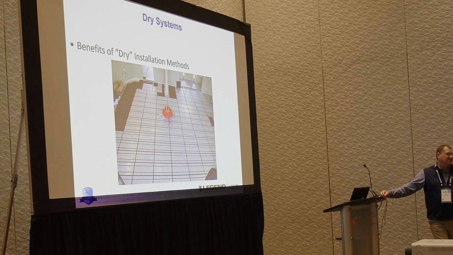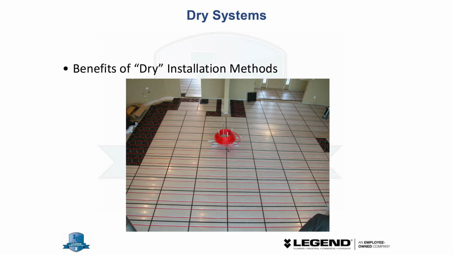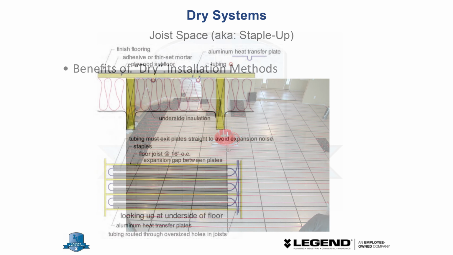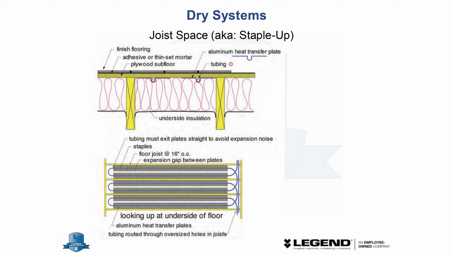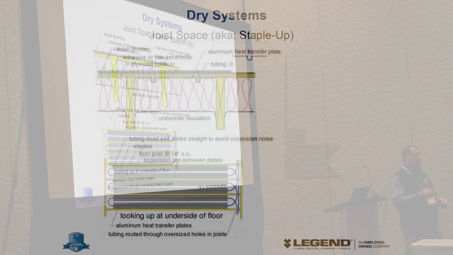Dry systems, this is anything that doesn't use cement. So there's over the floor dry systems, there's under floor dry systems. And you know, there's just some good practices you can do. If you're doing underfloor dry systems, we always recommend heat transfer plates. If you just staple tubing to the bottom of the floor, it doesn't really transfer heat really well through there.